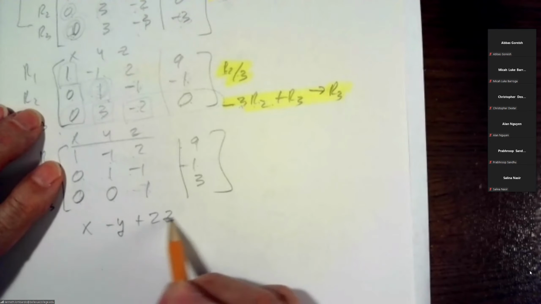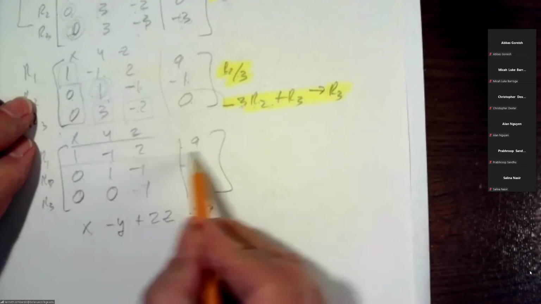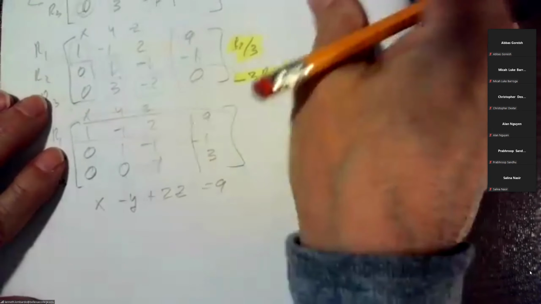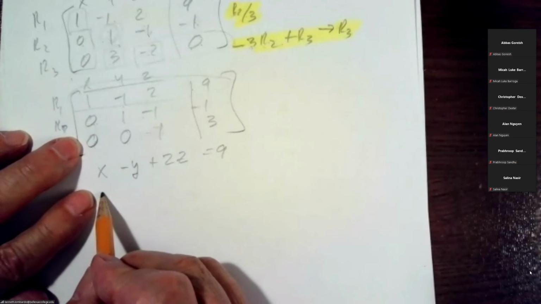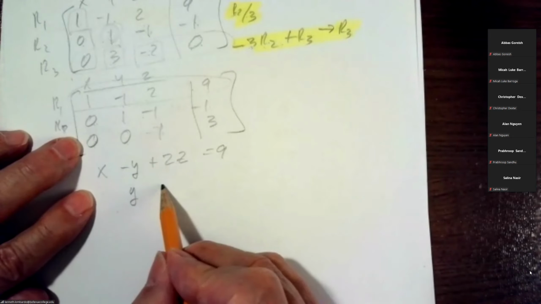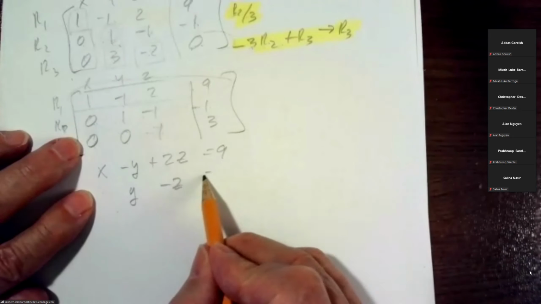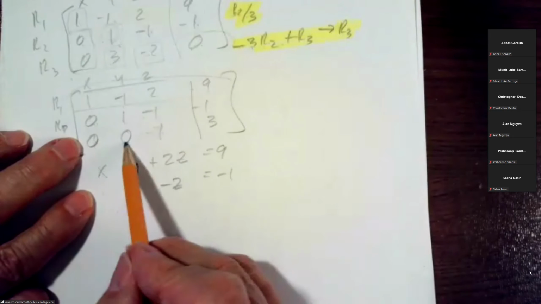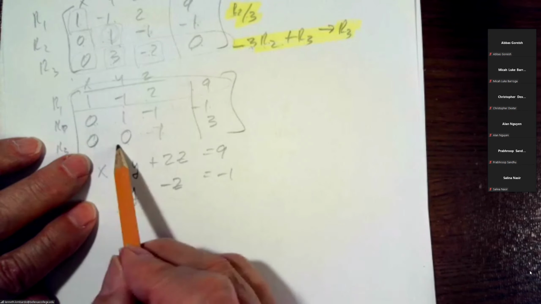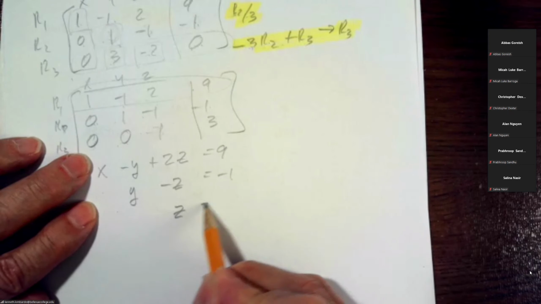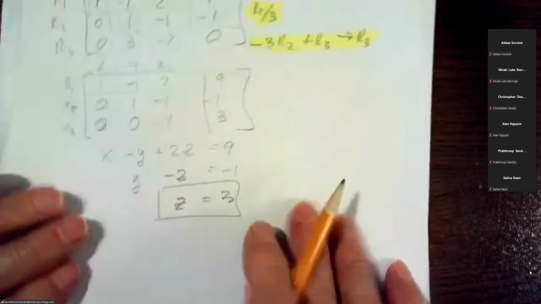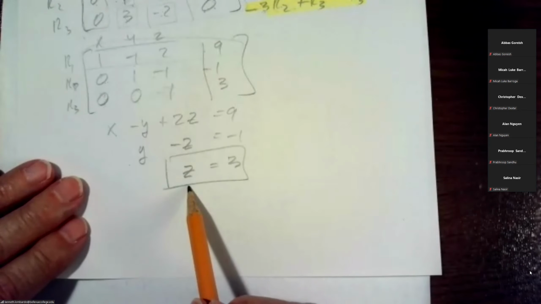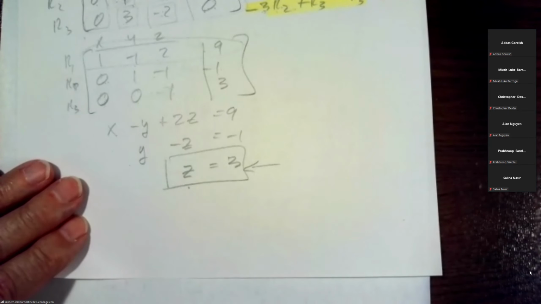So if we were to write this out, we could say this says X minus Y plus 2Z equals 9. That's what this first set of values would give us. The second set would give me no X's, 1Y, negative Z equals negative 1. And the third equation would be no X, no Y, and Z equals 3. So doing these 4 operations, we can now solve for Z.